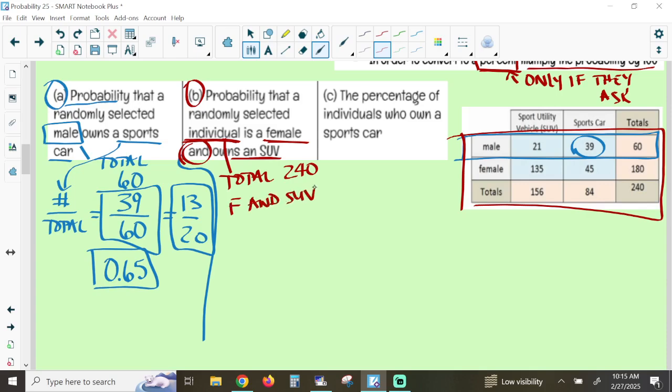Female and SUV. What does and mean? Must be both at the same time. Both at the same time. So I need to be a female who has an SUV. So in my table, where are the females who have SUVs? Here. So it's going to be 135 over 240, my total.